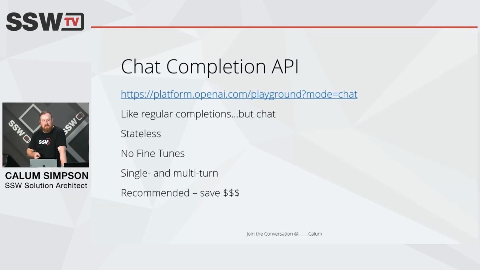So the GPT 3.5 model is actually 10% of the cost of the GPT-3 model, and that's using the chat completions. The other reason, of course, is the GPT-4 model is only available through the chat completion endpoint. So obviously, if you want to use GPT-4, you need to use chat completions.